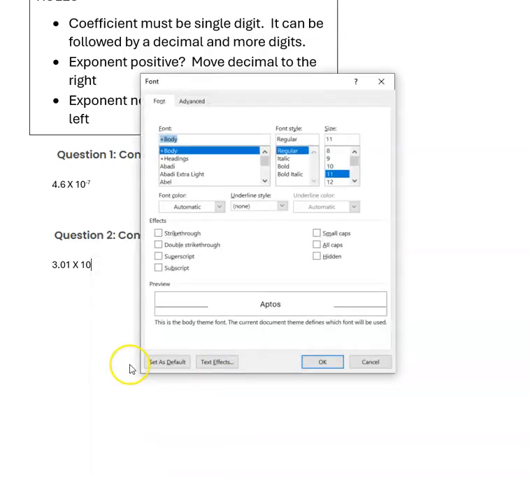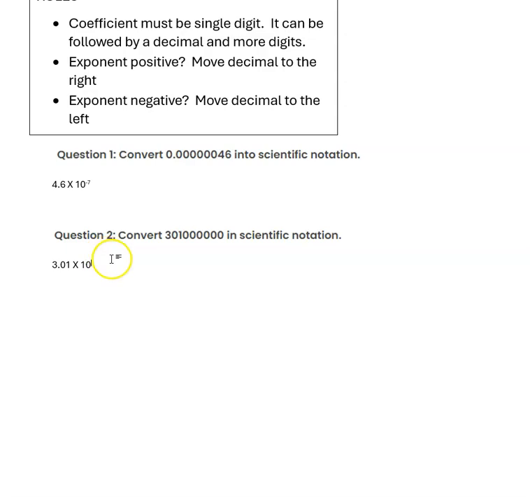So I've done most of my work now. All I need to do is find out what that positive exponent is. There's my decimal, it's understood at the end. I'm going to go 1, 2, 3, 4, 5, 6, 7, 8. That's a positive 8. Boom. There I go. So I have a 3.01 times 10 to the positive 8. We just call it 10 to the 8th.